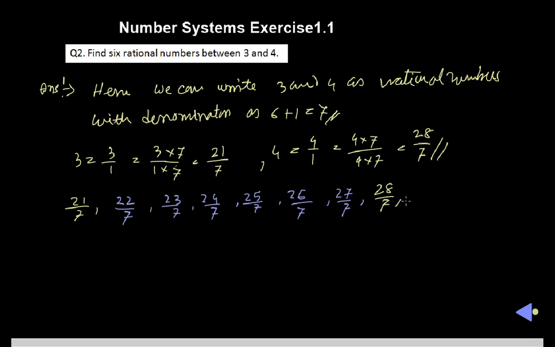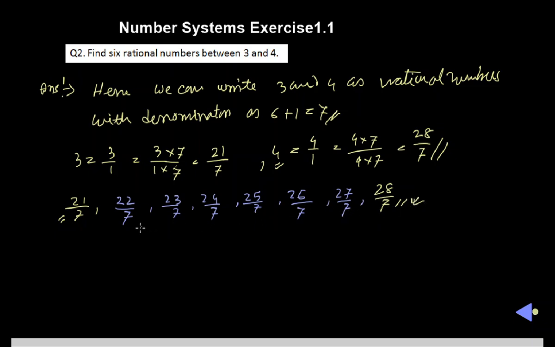Actually 28 by 7 means what? Actually 4. And 21 by 7 means what? Actually 3. Since we have to find out 6 rational numbers, that is why we just add 1 to that 6 and it becomes 7. We have to multiply the denominator with 7. That is the rule to find the rational numbers in between two rational numbers. Okay, so that is another method.